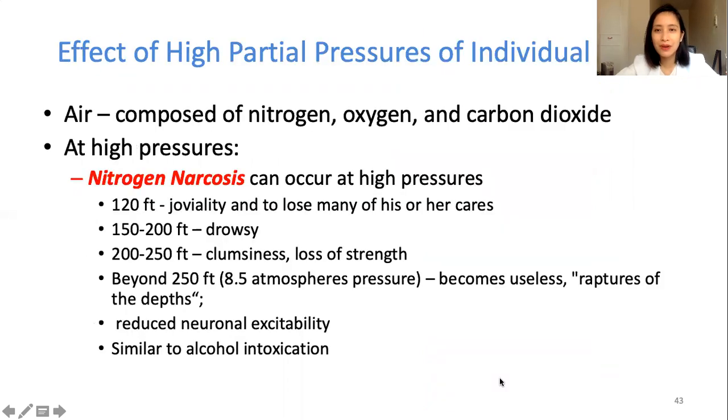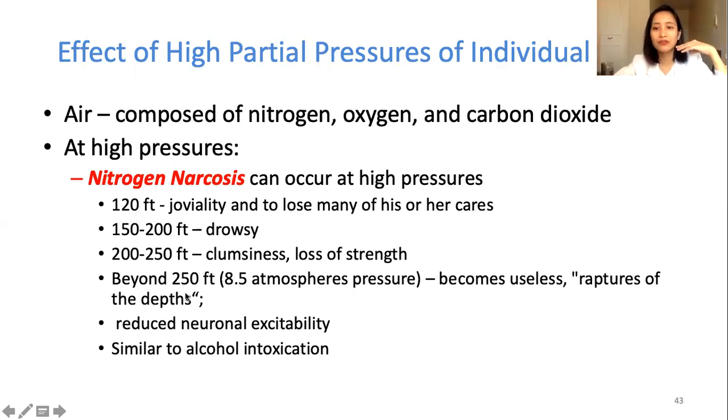What are the effects of high partial pressure on individual gases? So normally air is composed of nitrogen, oxygen, and carbon dioxide. At high pressure, meaning at lower sea depths, nitrogen narcosis can occur. At 120 feet, as you go down the sea, you can have joviality and lose many of your cares. At 150 to 200 feet, you can become drowsy. If you go down lower, especially if the descent is very fast, you can have clumsiness and loss of strength. This is because of nitrogen narcosis.